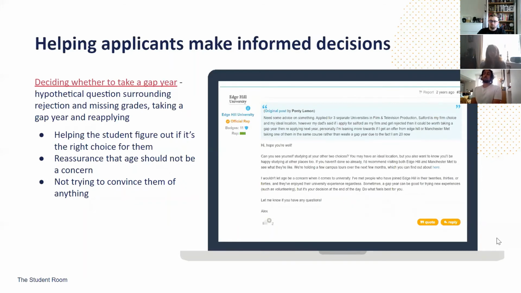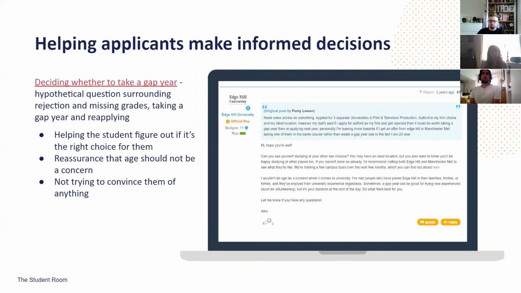So this one comes from the Edge Hill University rep account. And in this post, it's on deciding whether this user should take a gap year. It's sort of a hypothetical question surrounding rejection and missing grades, so taking a gap year and reapplying next year. And I think what Edge Hill have done really well here is they help the student figure out if it's the right choice for them.